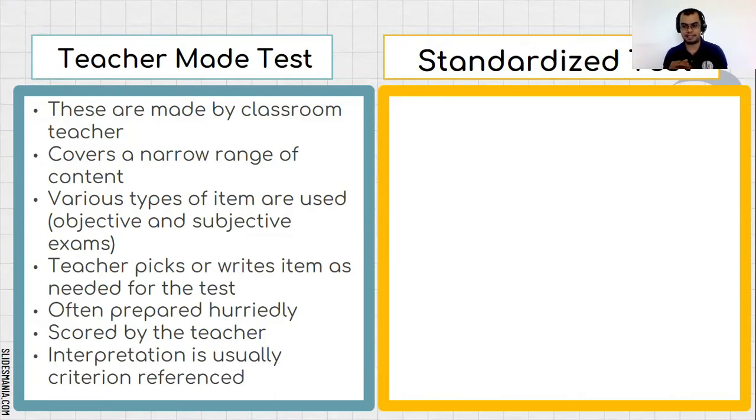So there is a criteria in teacher-made test. Usually it's a 50% or 60% passing rate. So if you got a score above 50%, you pass. But if you got a score below the passing rate, meaning you can do better next exam.